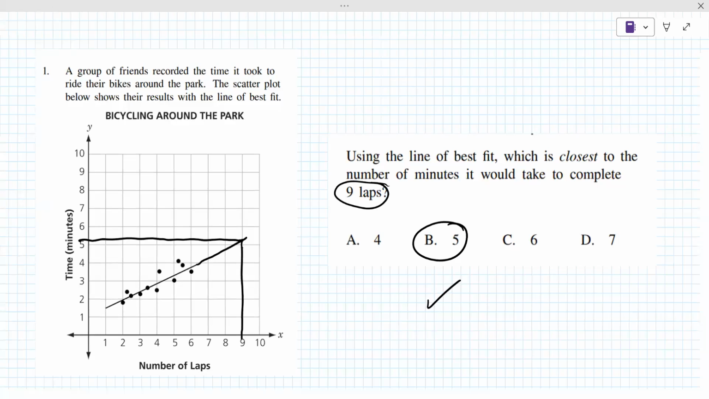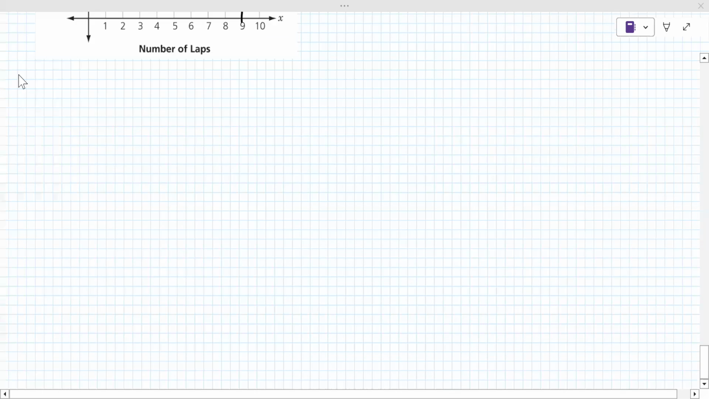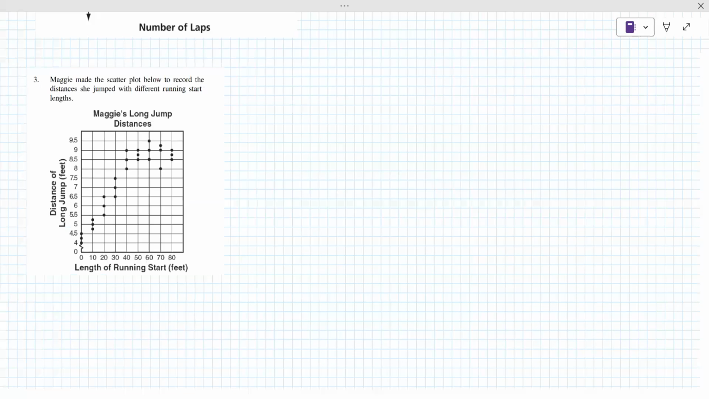All right, let's do one more. Then we'll switch over to absolute value, unless you've thought of something else you want us to work on. Mm-mm. All right.